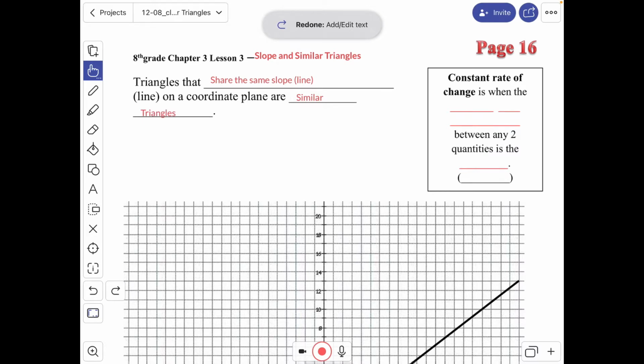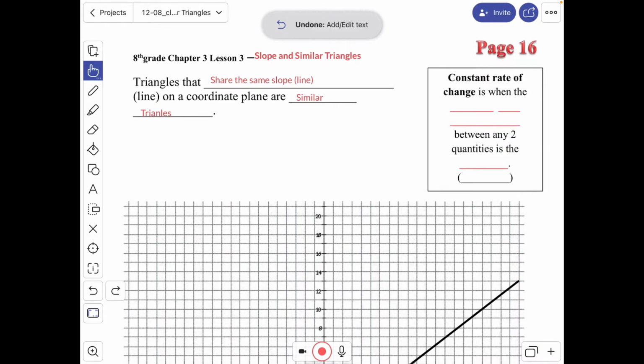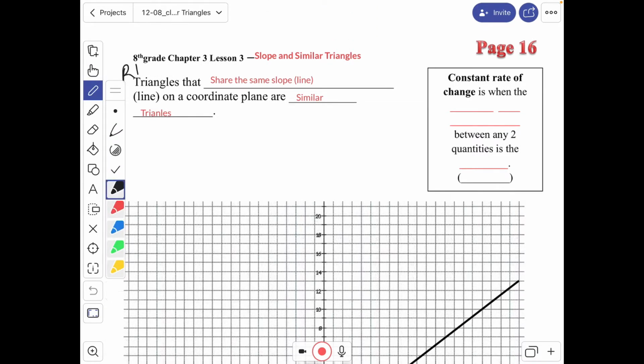And this really should be right triangles. Right triangles that share the same slope. This constant rate of change is when the rate of change stays the same. And that is called the slope.